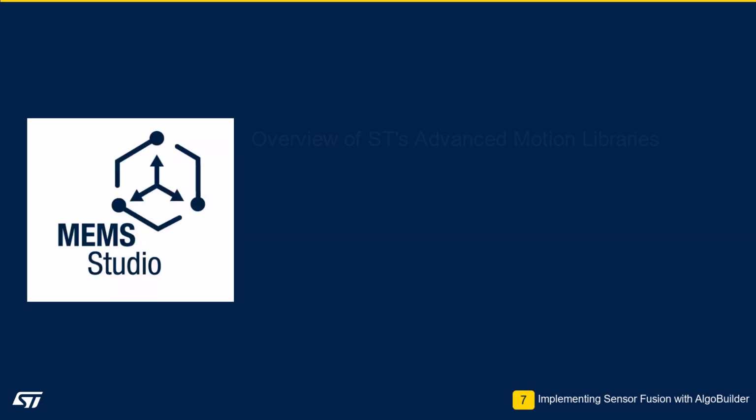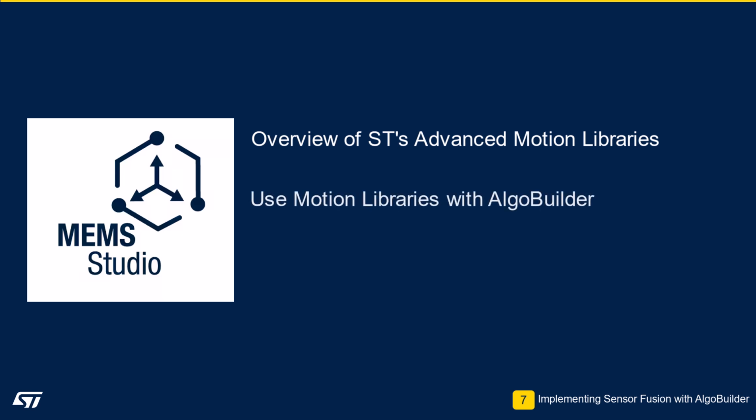In this module, we saw an overview of ST's advanced motion libraries. Then we used these libraries in AlgoBuilder and used MEMS Studio's evaluation features to examine the output of these libraries. This concludes Module 7.